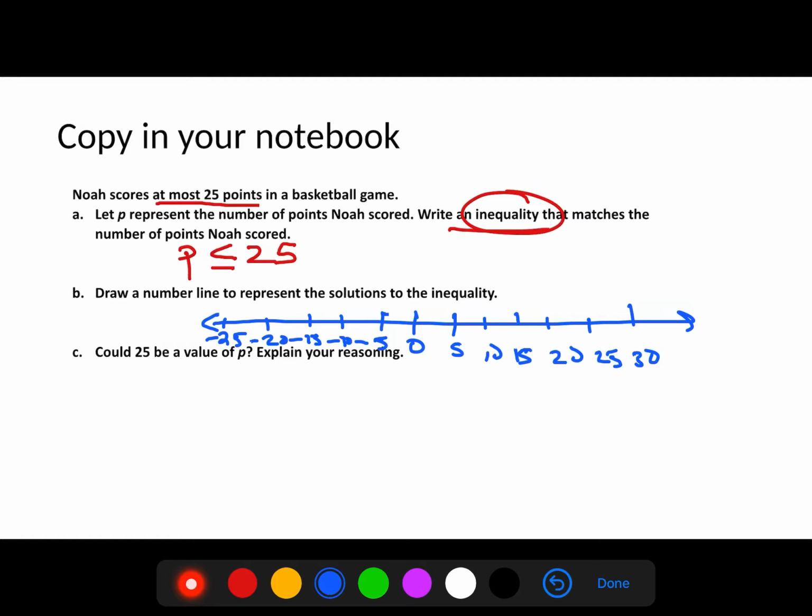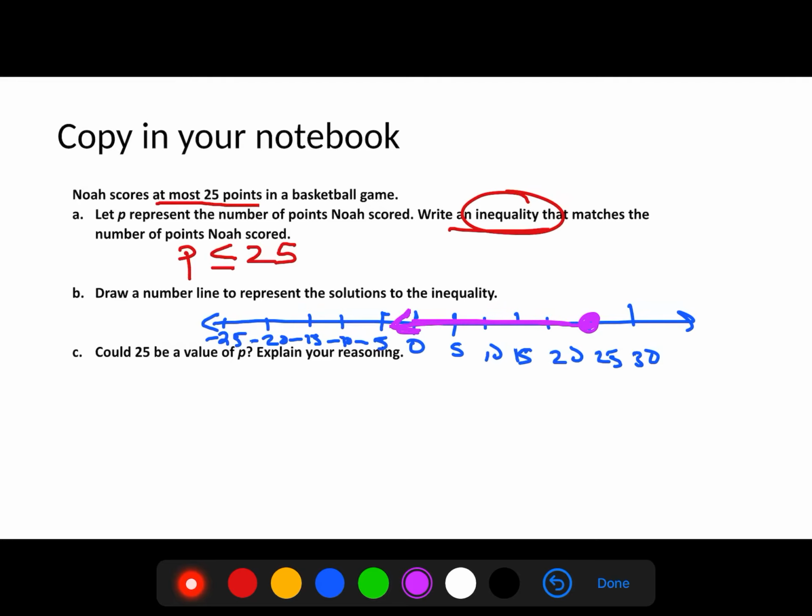It says draw a number line to represent the solutions to the inequality. So we said it's less than or equal to 25. So then it would be in this direction. We're at 25. You're going to put a closed circle because it includes it. And then less than, it would be in this direction.